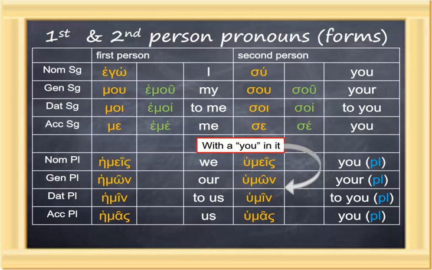Students often have trouble distinguishing hemes from hemes, we from you plural, because the forms are so similar. But if one puns on the initial upsilon, it's himes that has a U in it. And with that mnemonic device, one can hopefully keep these forms apart.